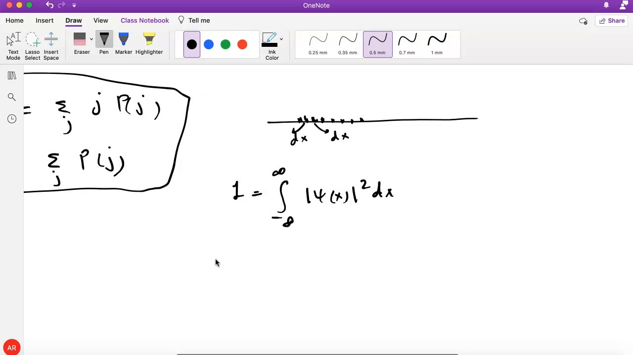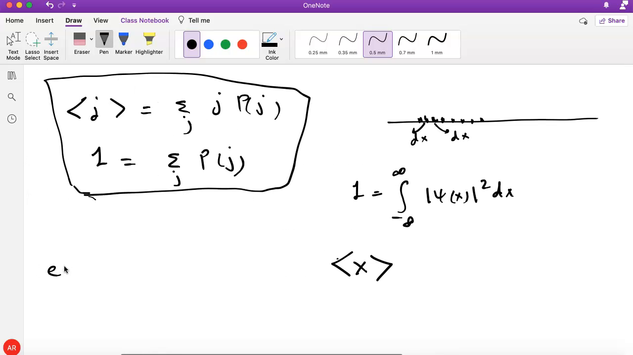Now we can define or write an expression for the average x, right? The expectation value of position.